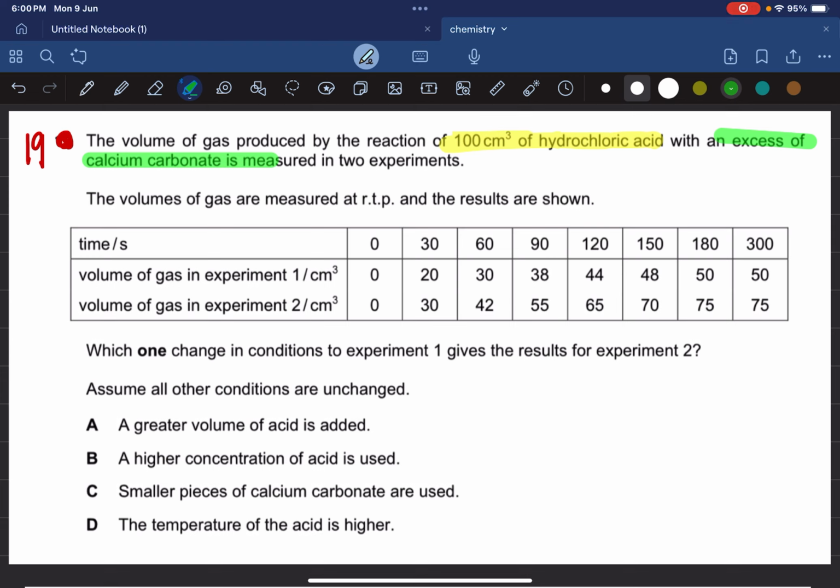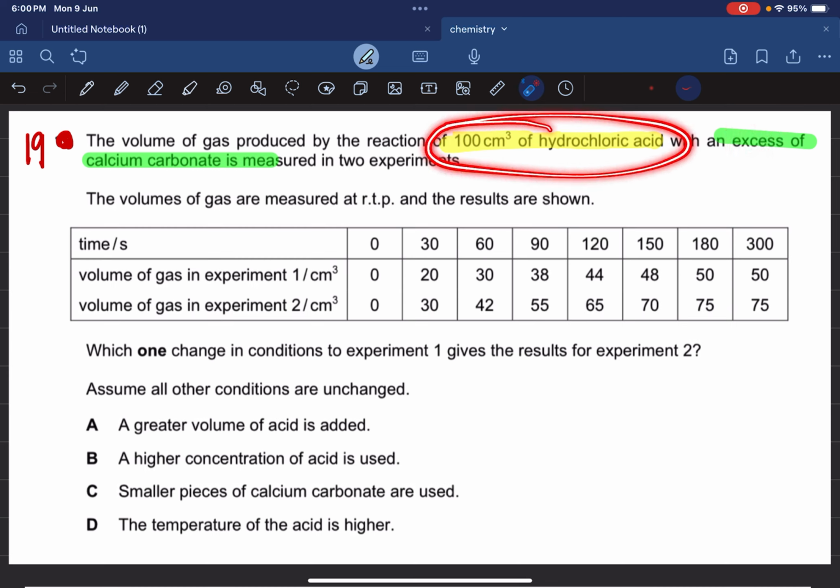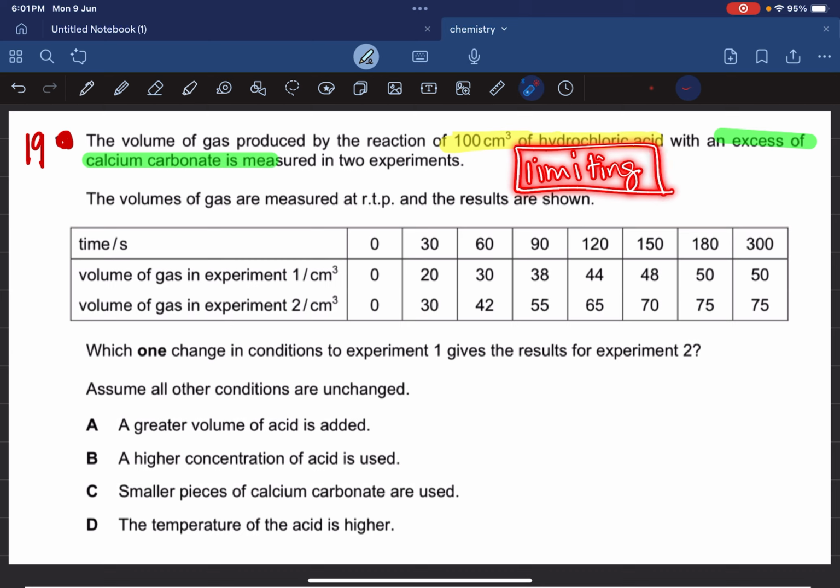So now, the amount of my product does not depend on excess. Excess is just something that does not increase the amount of product. If I increase my HCl, my product is going to increase, okay? If I increase my HCl, my product increases, because HCl is the limiting reactant and the product only increases if you increase the limiting reactant. If you increase the excess, no effect on the product, okay?